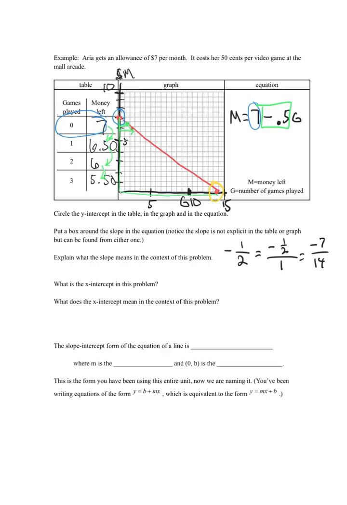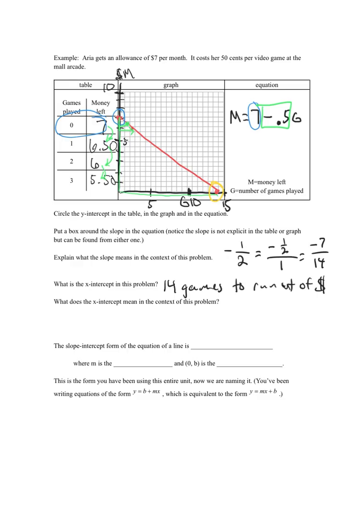So the x-intercept would be 14 games to run out of money. All right.